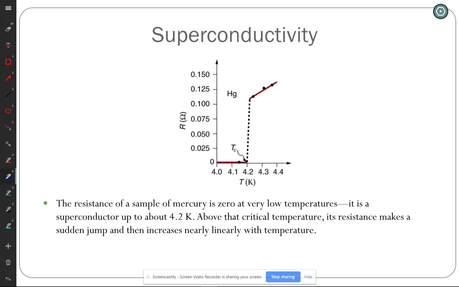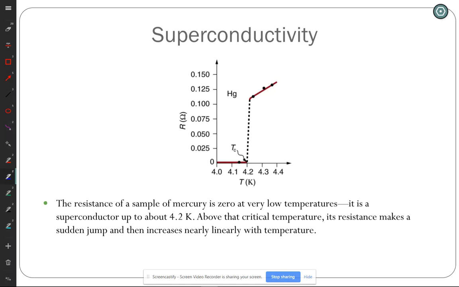And so this here actually says Hg, so that must be mercury, right? I didn't even know mercury was a superconductor. It does say that, yeah. Resistance of a sample of mercury is 0 at very low temperatures. It's a superconductor up to 4.2 Kelvin. So that's the TC, the critical temperature.